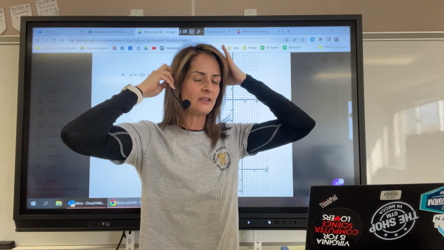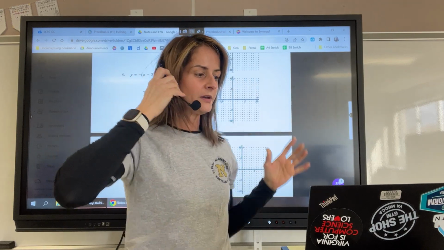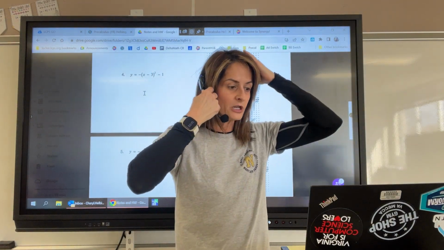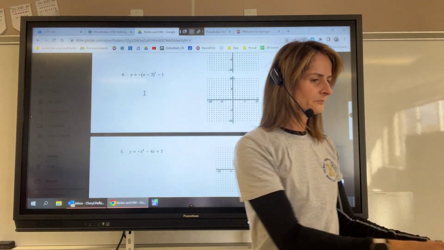We are going to be graphing three quadratic functions in different forms. The first one we're going to do is in vertex form, and then we're going to do standard form or something. All right, here we go.